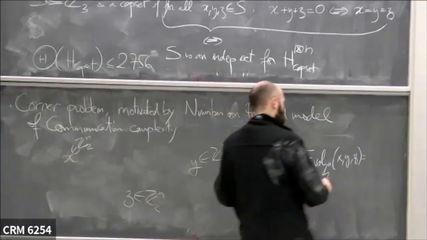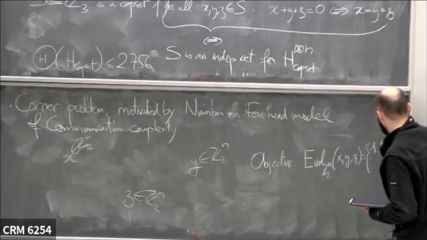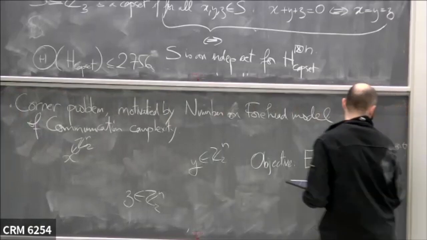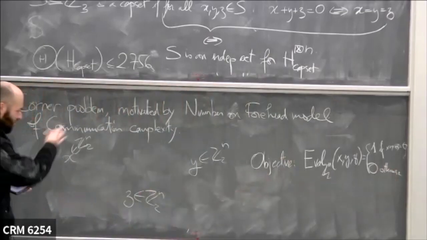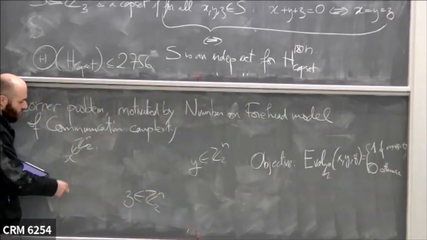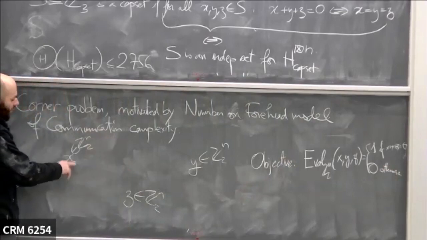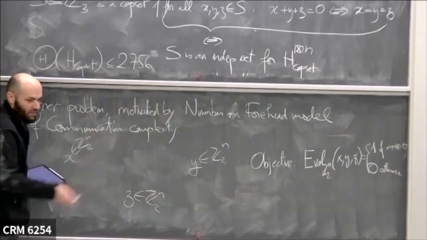It is equal to 1 if X plus Y plus Z is equal to 0 and 0 otherwise. So their objective is to communicate using some protocol, and at the end, they should all know whether X plus Y plus Z is equal to 0 or not. This is the question. And the question is how much communication they need to achieve this task.